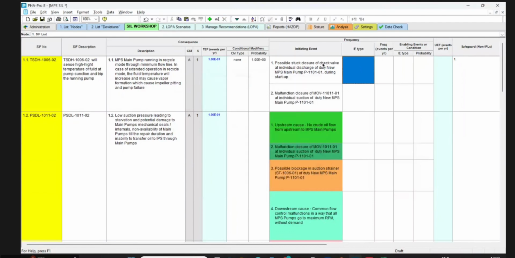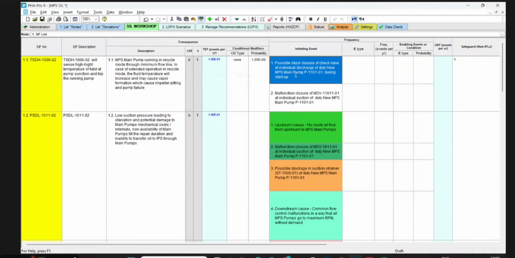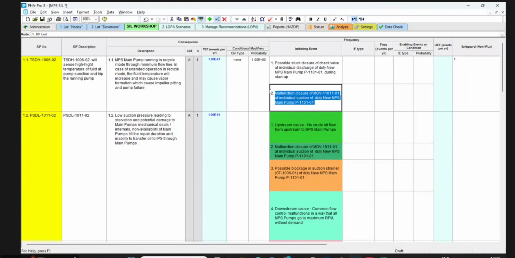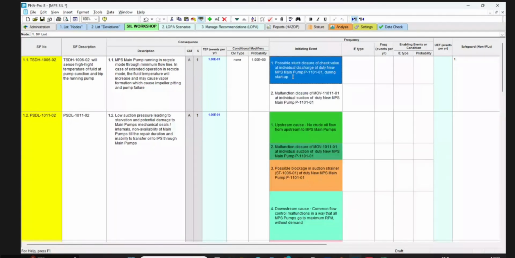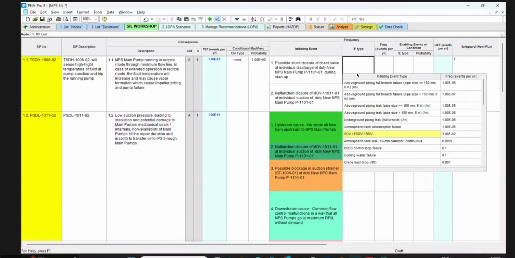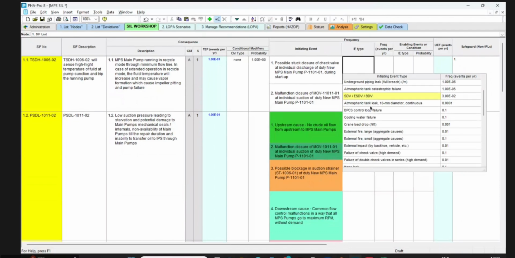Okay, guys. So we have taken this. First initiating event, we are saying that possible stuck closure of check valve, what we have seen in the HAZOP. This is correct. Second is MOV. So there are 2 causes which can put the pump on the recycle mode, and ultimately this situation will happen. So now NRV stuck close.